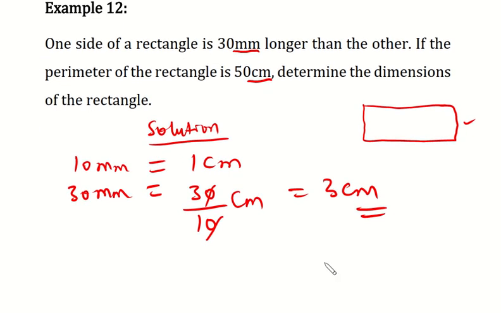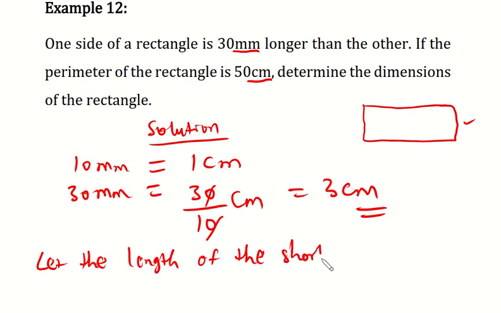What I'm going to do, I'll say let the length of the shorter side be x. Now, if we make the length of the shorter side x, what will now be the length of the longer side? Remember, we were told that the longer side is 30 millimeter longer. Remember, we have even converted from 30 millimeter to what? 3 centimeter. Is that okay?